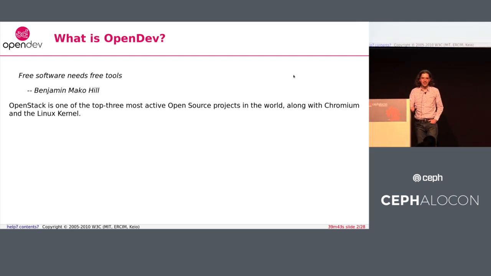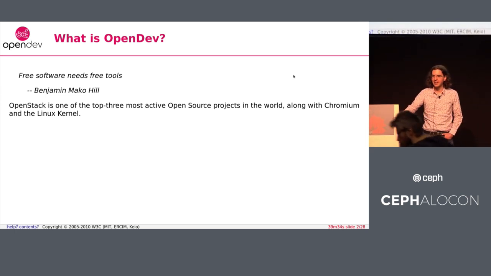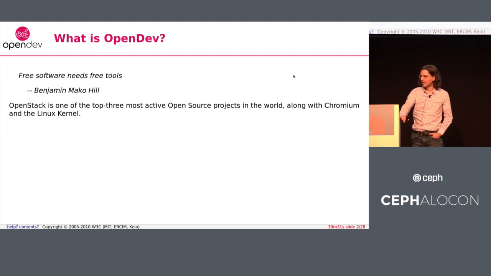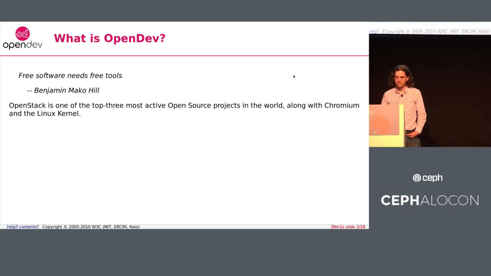It is the software development environment that we created for OpenStack. OpenStack is the third most active free software project in the world right now. Chromium and the Linux kernel are the other two. In terms of the number of changes, the number of developers, the rate of development, it's a very busy project, and we use a number of specialized tools for that. And underneath those tools, we have some interesting systems running them. And that's what I'm here to talk to you about today.